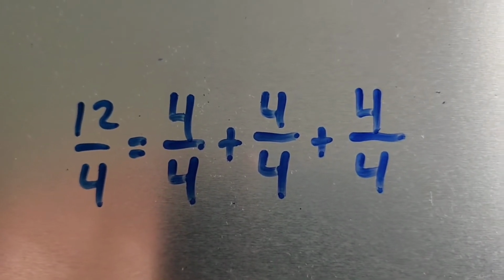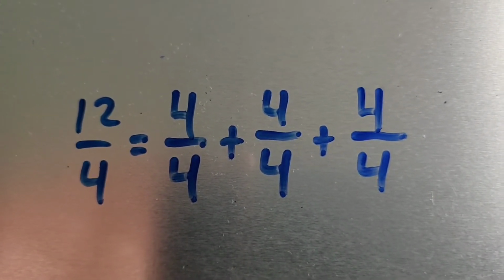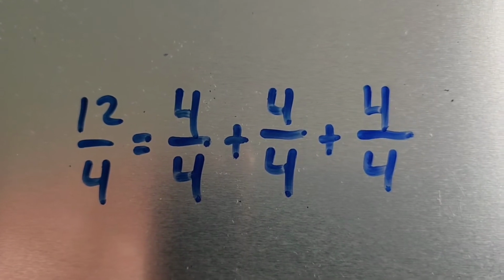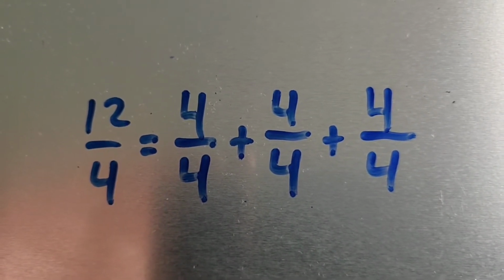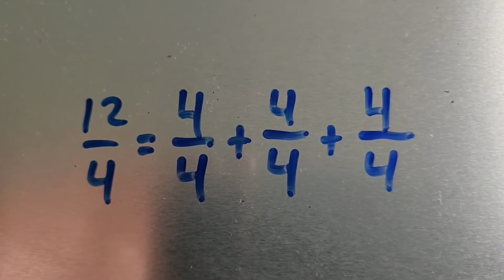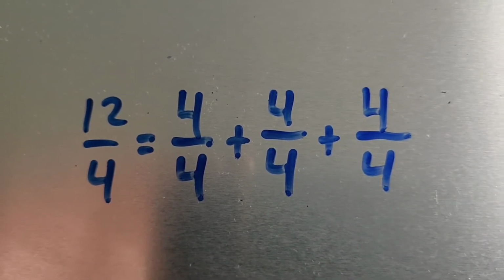Correct. 8 fourths plus another 4 fourths is 12 fourths. And so now both sides of the equation, both sides of the equal sign match in value. On the left side we have 12 fourths. On the right side we have 4, 8, 12 fourths. So they're equal.